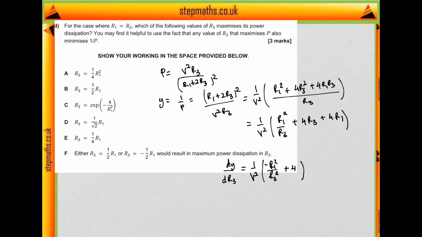Now to find the minimum value, so the stationary points, we set this equal to 0. Multiply through by V squared. What we get now is just that minus R1 squared over R3 squared is equal to minus 4. Therefore, R1 squared is equal to 4R3 squared. Therefore, R3 squared is just equal to R1 squared over 4, and R3 is equal to plus or minus R1 over 2. Now, negative resistance does not make sense, so the only solution here is going to be R3 equals R1 over 2. Therefore, the answer is B.